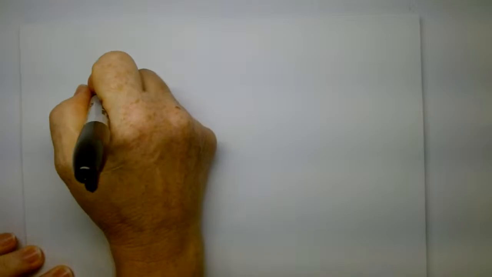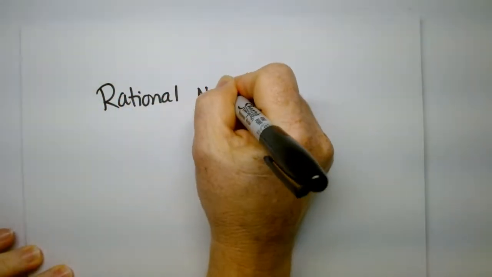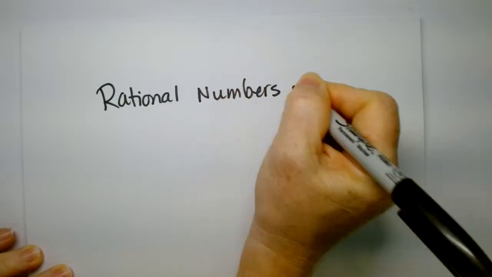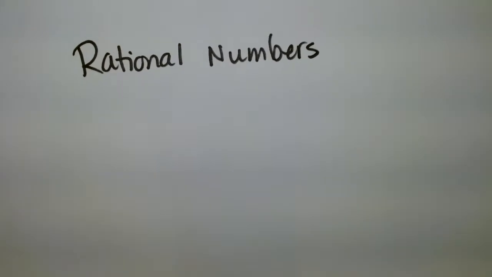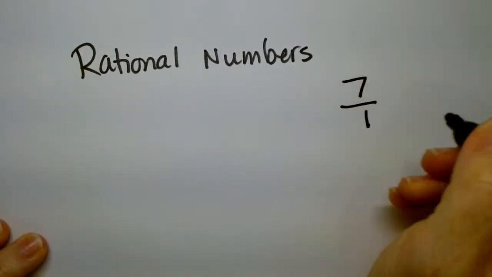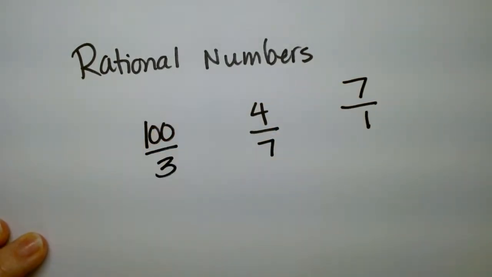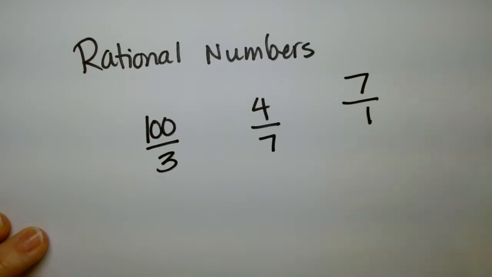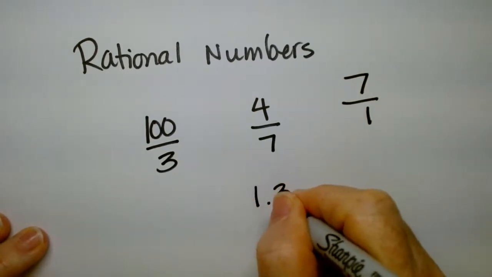Okay, so we have a topic called rational numbers. And this is a number that can be expressed as a fraction. Let me get down here a little bit. Okay, a number that can be expressed as a fraction. Rational number would be this. It would be that. It would not be something like, and repeating decimals are also rational numbers.